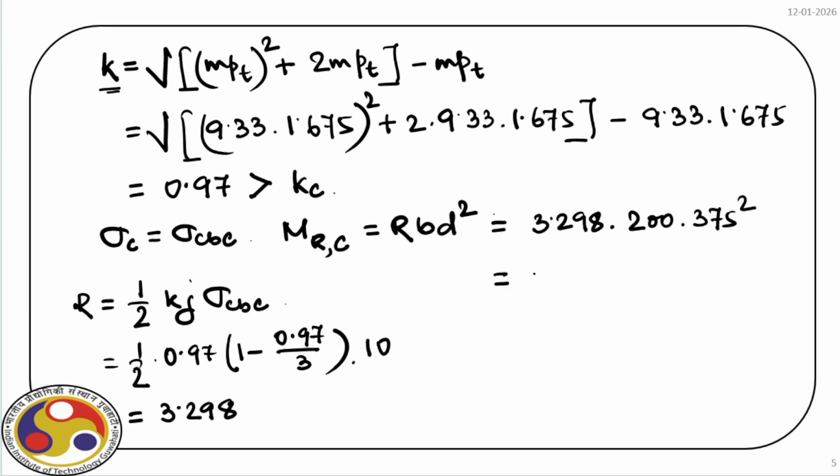And if you find out, it is 92.76 into 10 to the power 6 Newton millimeter. Now if we remove this 10 to the power 6, what we have is in kilonewton meter. So that's the moment of resistance of the section which we are supposed to find out, right? Okay, so now let us go to the next problem.